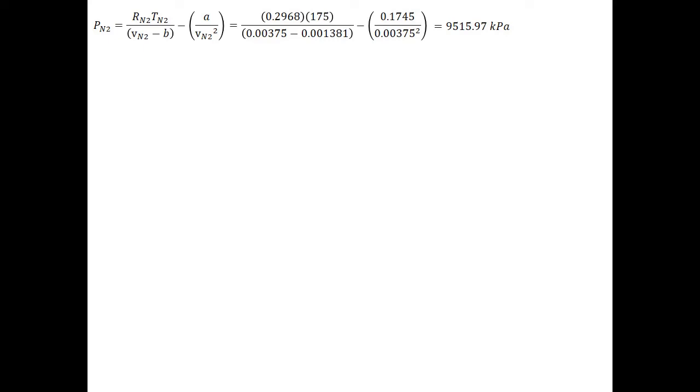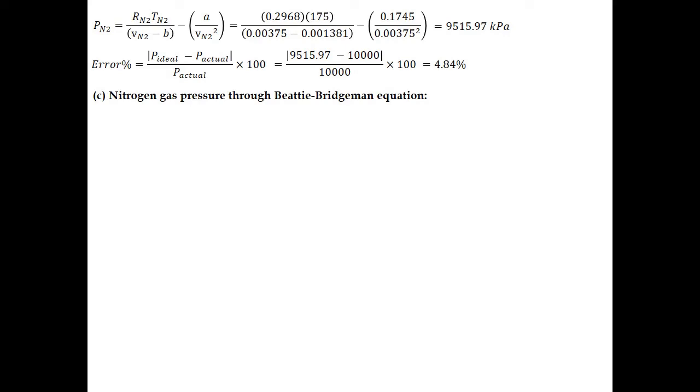So we'll get nitrogen gas pressure equal to 9515.67 kilopascal, and then compare with the actual pressure for the nitrogen gas by calculating the error percentage. So you'll get the error by using the van der Waals equation is 4.84%, less than 5%. So in comparison, the van der Waals equation is more accurate compared to the basic ideal gas equation. Okay, next, C: determine the nitrogen gas pressure by using the Beattie-Bridgeman equation.